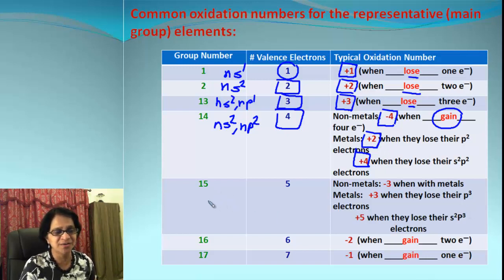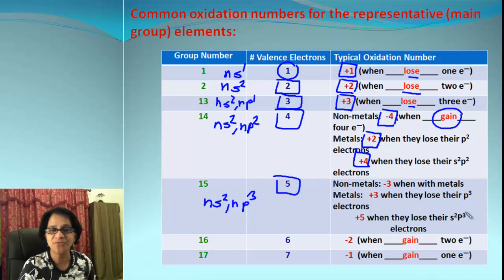Group number 15, what do we have? We have ns2 and np3. That gives rise to 5 valence electrons. This is closer to 8, so most probably it is going to gain 3 electrons and therefore it will form negative 3. But there are some elements which may decide to lose all 5 or lose partially only the P orbital electrons, 3. So it may give plus 3 or plus 5 also as different charges.